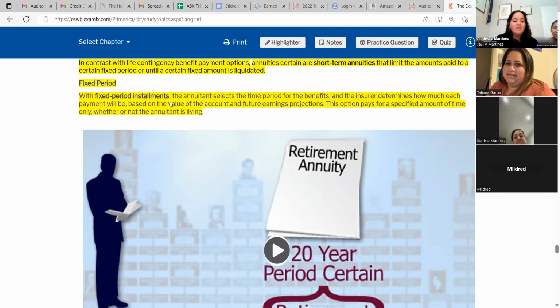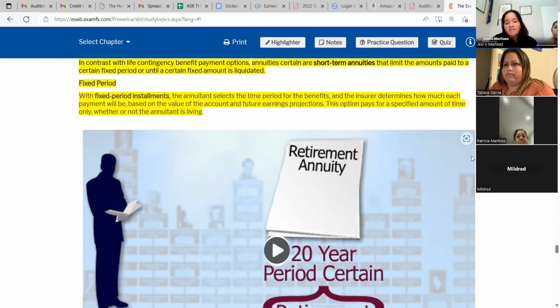So fixed period is fixed period installment. It's a period of time, but it's fixed. So you're telling them how many periods and how many payments you want, okay? So you determine how much each payment will be based on the value of the account and the future earnings projections.